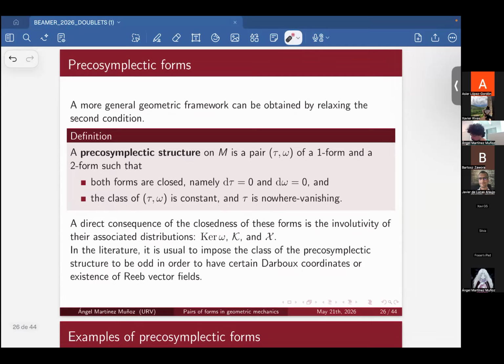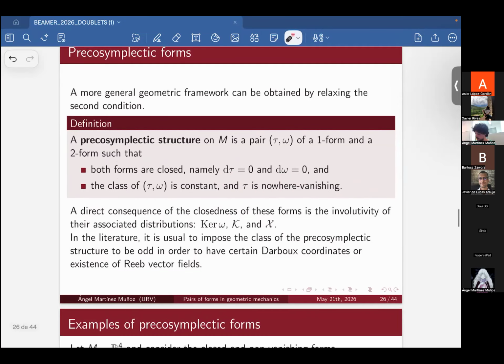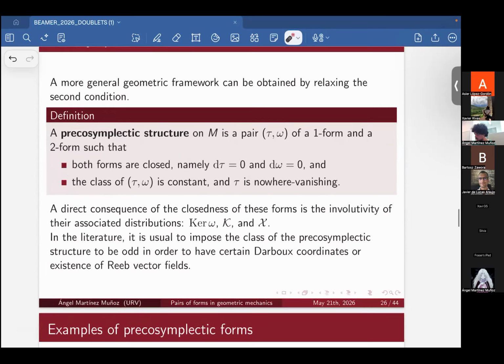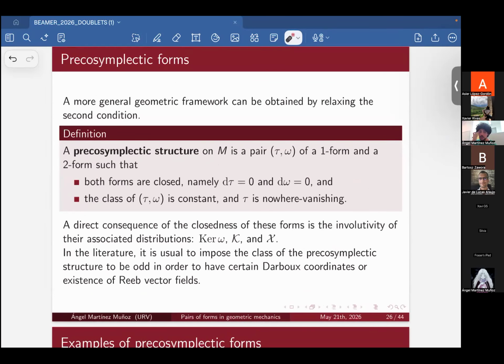And I will just be fast with the example. So you could consider precosymplectic forms. These are again a generalization of cosymplectic structures where you consider closed forms, but now you don't ask for this volume form. Instead you ask for the class to be constant and tau to be nowhere vanishing, because we're thinking about the typical cosymplectic case where tau is just dt, right? So you would want to keep that.